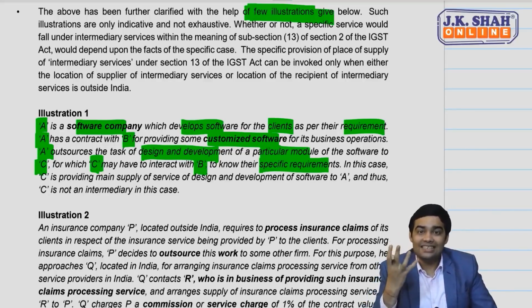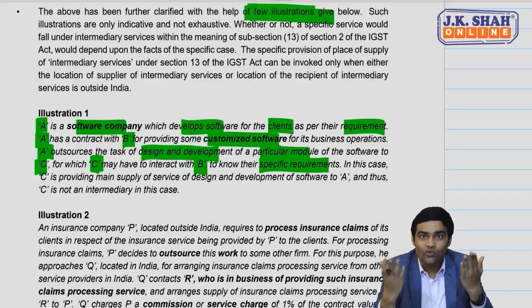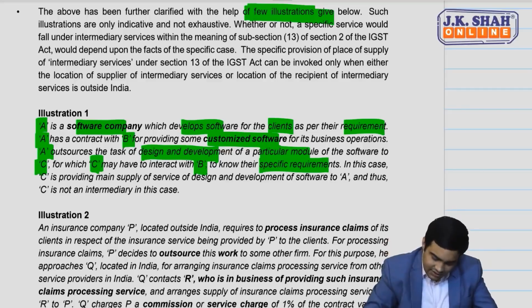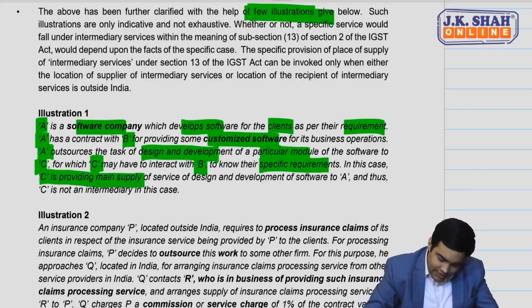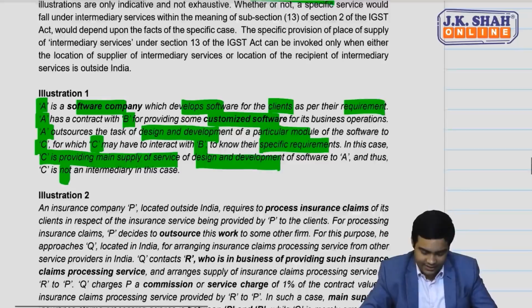People, C is actually developing a particular module. He is providing a software service. It is not an intermediary case. He is a subcontractor. Let's see what they have said. C is providing the main service of design and development and is not an intermediary. Okay, great.